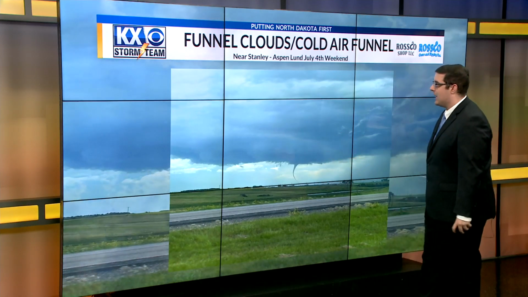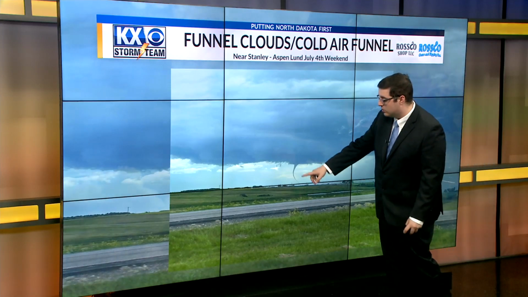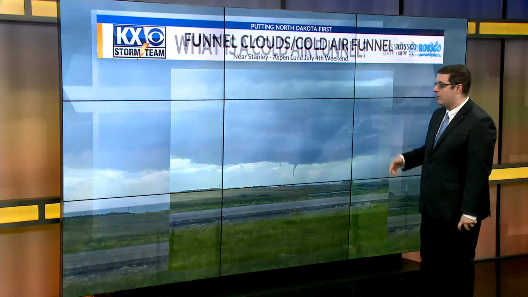This was near Stanley. That was sort of a hot spot over the weekend where they had one touchdown and gave us a tornado warning very quickly as we got through that day. But this one's actually very close to the ground. This may have been the one that did touch down near Stanley.